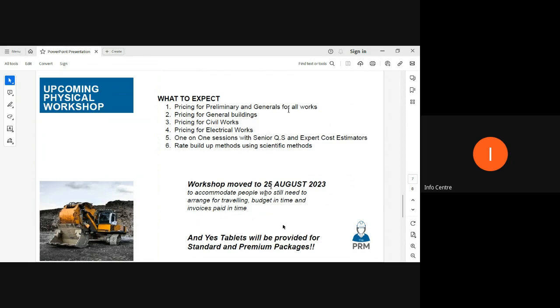Last one on this one, the workshop has been moved from the 28th of July to the 25th of August to accommodate people who still need to arrange for traveling, people who will need to budget in time, and most importantly, other people that are waiting for their invoices to be paid so that they can sign up. So, just so you know, when you purchase any package here, standard package, premium package, automatically you'll qualify to attend the workshop in addition to receiving your tablet.